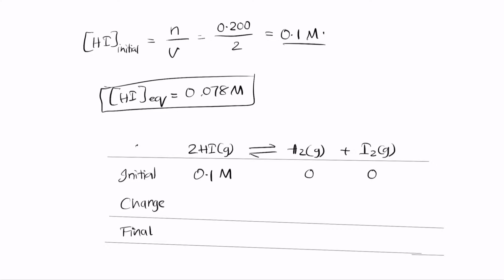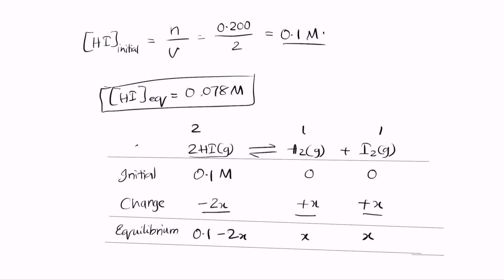Now change, notice that this is twice the amount. So if this reduces by twice, this will only increase by once. So this is a 2-to-1 ratio. Which means that if this decreases by twice, this increases only by once. So the final value, or the equilibrium value, is going to be 0.1 minus 2x, and this is going to be x and x.